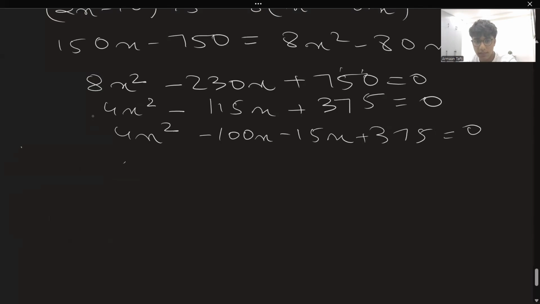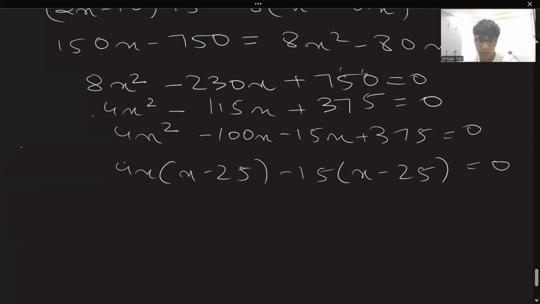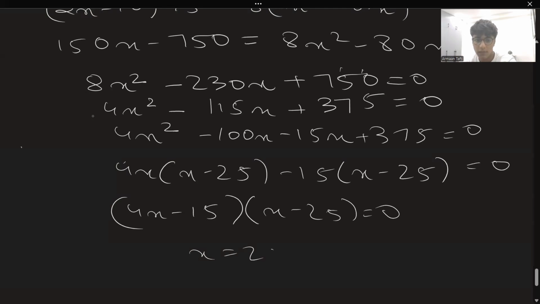Now we got this in the picked place. So now we just factorize. We can take 4x out common, x minus 25, take minus 15 out common, and we get another x minus 25, which is equal to 0. So now we get 4x minus 15 times x minus 25, which is equal to 0. So my x is either equal to 25 or it's equal to 15 over 4.